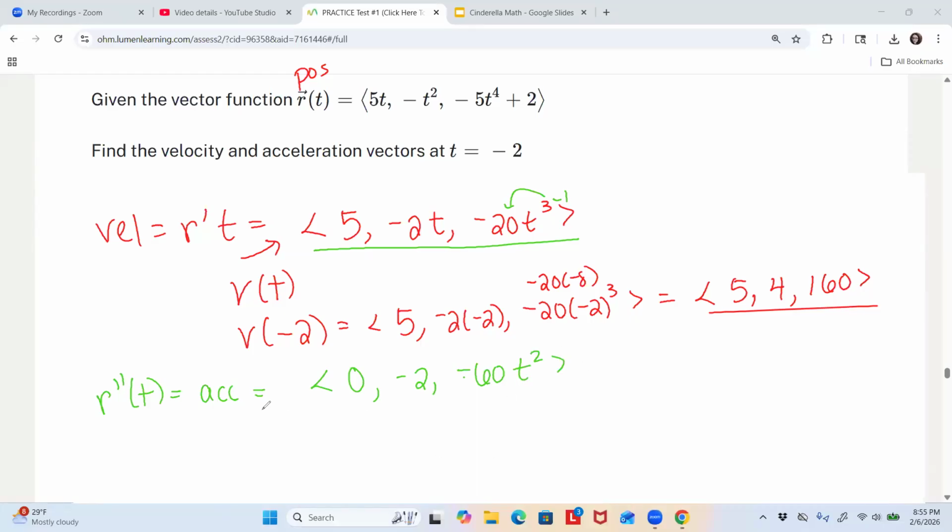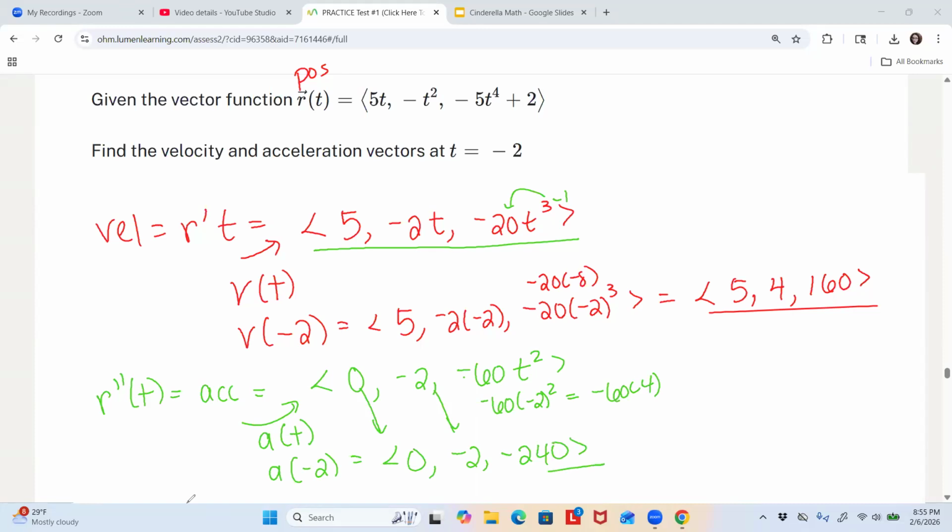Okay, so that is the acceleration with respect to t, but they want it at time t equals negative 2. So this one would stay because there's nothing to plug in. This would stay because there's nothing to plug in. And then this would be negative 60 times negative 2 squared. So that would be negative 60 times 4, which is negative 240. Answer. Yeah, that looks good.